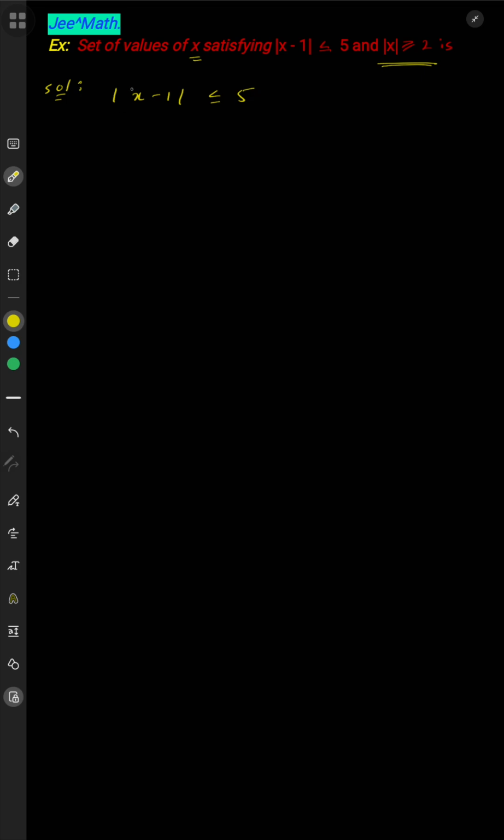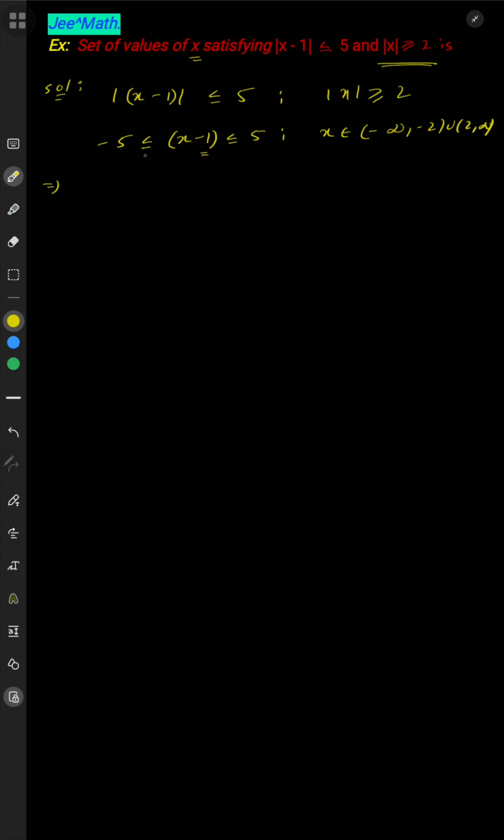So this is like what? |x| ≤ a, which can be taken as what? So −5 ≤ x − 1 ≤ 5. Correct? And one more inequality is there: |x| ≥ 2. Based on this, what can you write? x belongs to (−∞, −2] union [2, ∞), you can write.